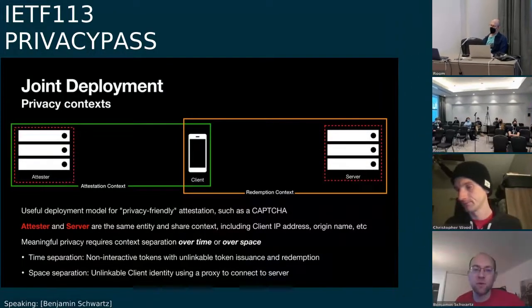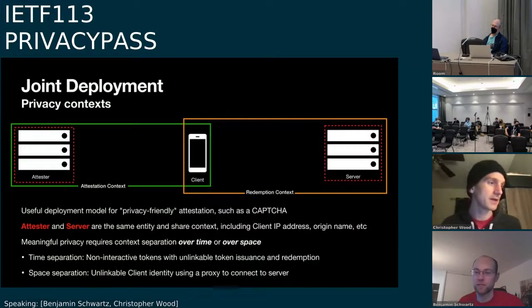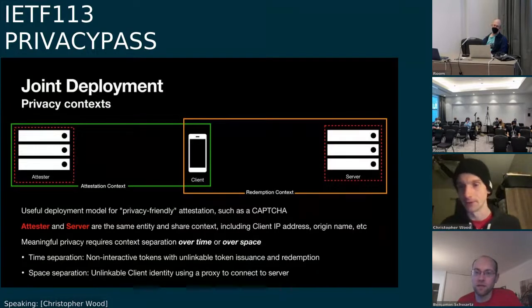Hey, you said time or space here. I would have expected time and space, because whether I see a consistent IP address over a long period of time, or I don't know your IP address, but you're the only client who's requesting and using tokens in some short period of time, it seems like either one of those would break it. I think implicit here is that there's more than one client interacting with the system.